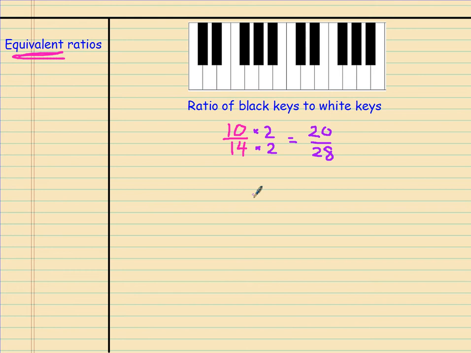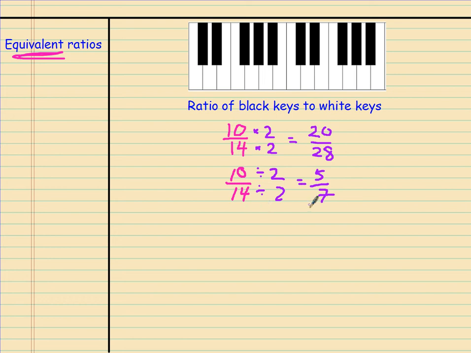Now let's look at our original again. 10 to 14. And I'm going to be dividing the numerator and denominator by the same number. What number goes into 10 and 14? 2. This would be 5 to 7. Now these two are equivalent ratios to 10 to 14.